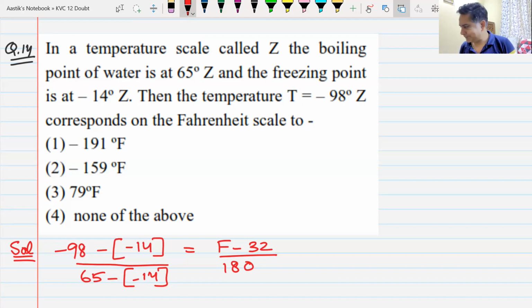Yes, sir. You understand this? You just have to calculate F from here. It is a simple problem. It just requires some amount of calculation, which I think you are good enough to do. Yes or no? Pakka na, sir?